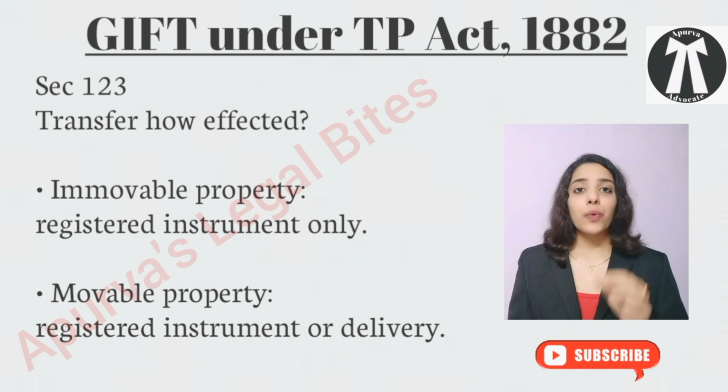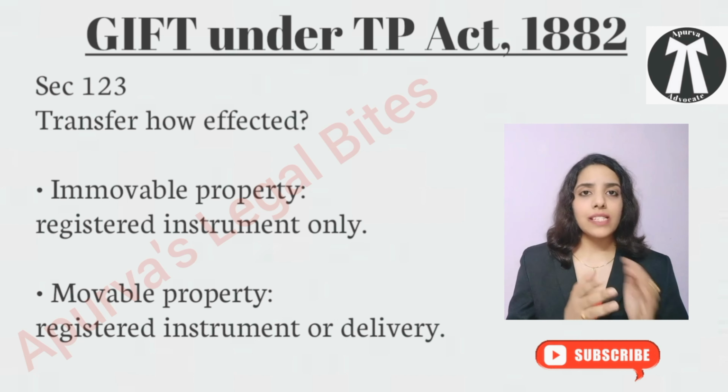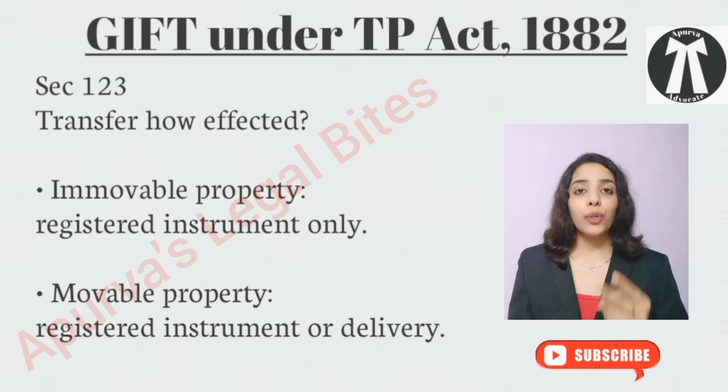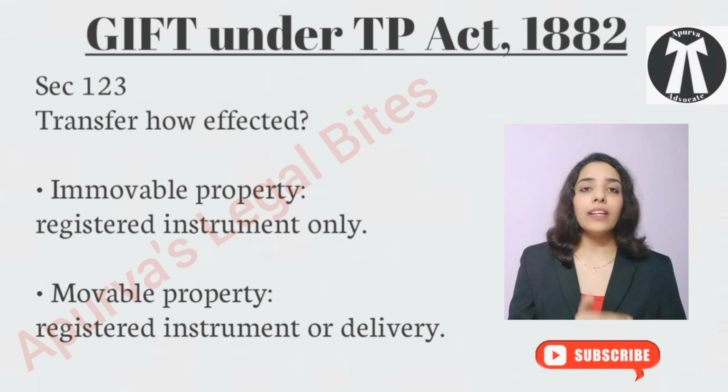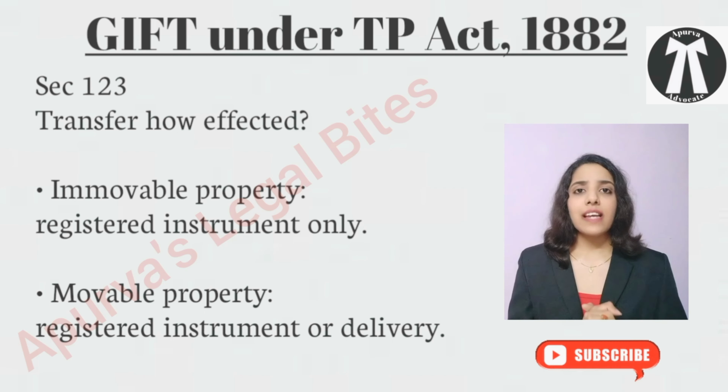Now, according to Section 123, in respect of immovable property, the transfer is effected by a registered instrument signed by the donor or by his authorized agent and attested by at least two witnesses. Whereas in case of movable property, the transfer is effected either by a registered instrument or by delivery. And here, the delivery is same as that of the goods delivered in case of sale.